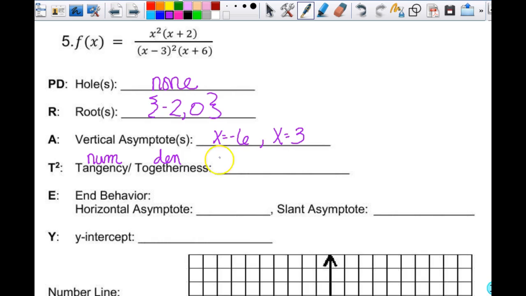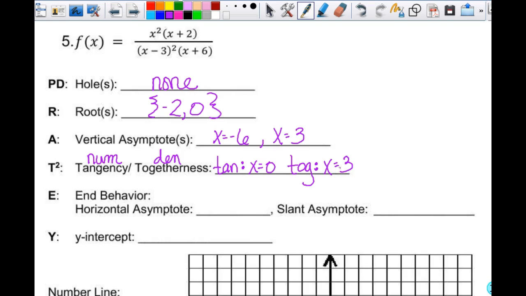So that means that I have tangency at x equals 0, and I have togetherness at x equals what? 3. It's coming from the denominator. Okay, we good with that?